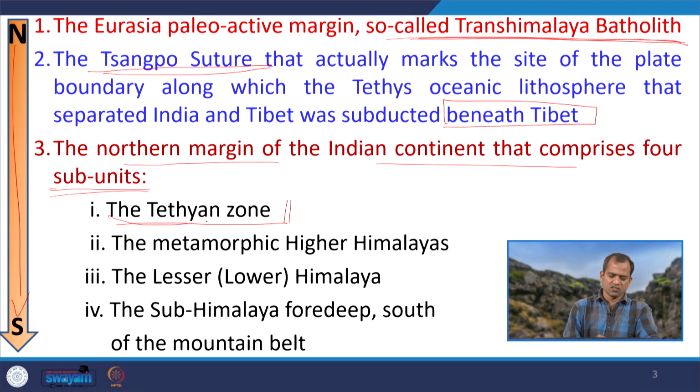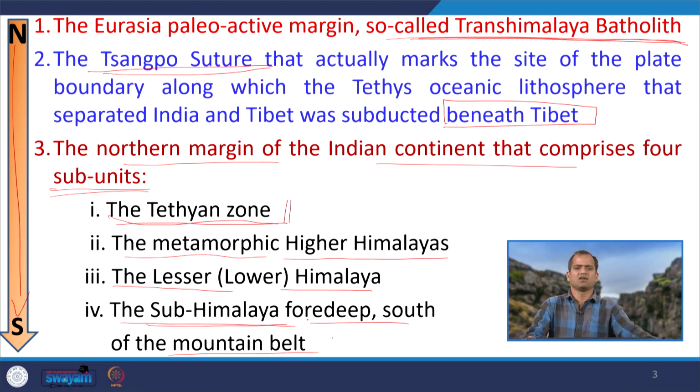So, this Tethyan sequence zone is at the northern end, and it is followed by the metamorphic higher Himalayan sequence, and then to the south it is the lesser Himalayan sequence or the lower Himalayan sequence. South of this mountain belt is the sub-Himalayan foredeep, the sub-Himalayan sequence, that is the Shivalik, and south of that is the Indo-Gangetic foreland basin. And these Shivalik rocks are nothing but part of this Indo-Gangetic foreland basin, which is uplifted due to the effect of the main frontal thrust.